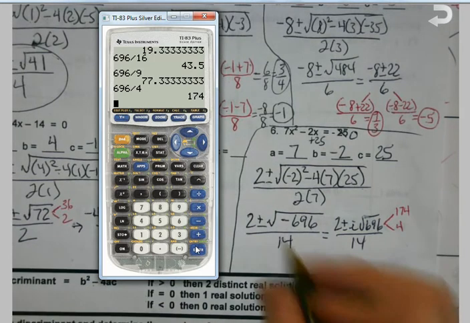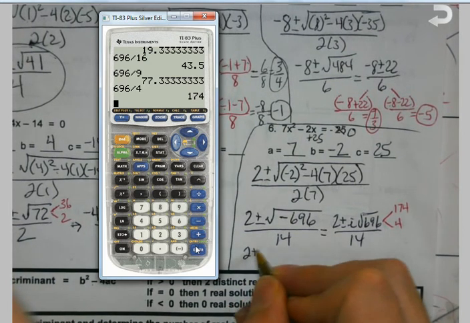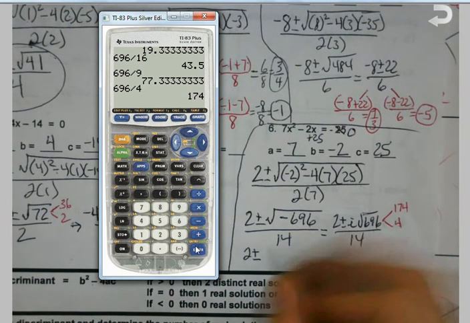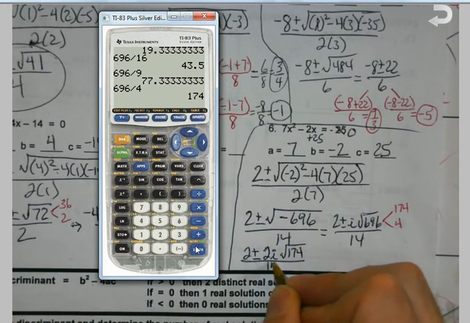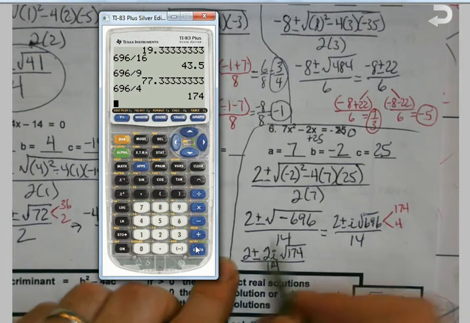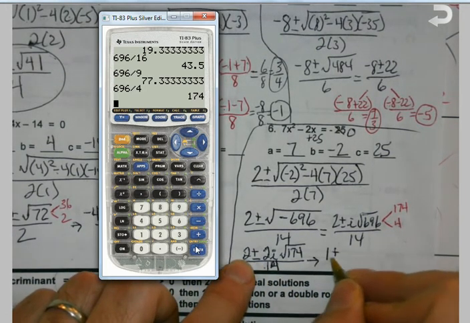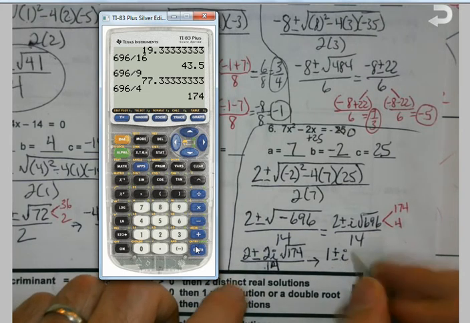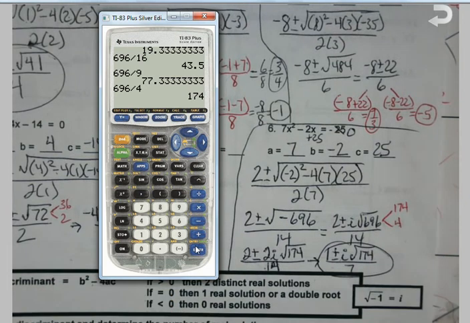So you're like, holy cow. Hopefully you write smaller than I do. 2 plus or minus. Okay. Square root of 4 is 2, so that comes out with my i. Square root of 174 over 14. Anything else I can do to this thing? Yeah, I can get a 2 out of each of these. So 1 plus or minus i, and you could put 1i if you wanted to, square root of 174 over 7.